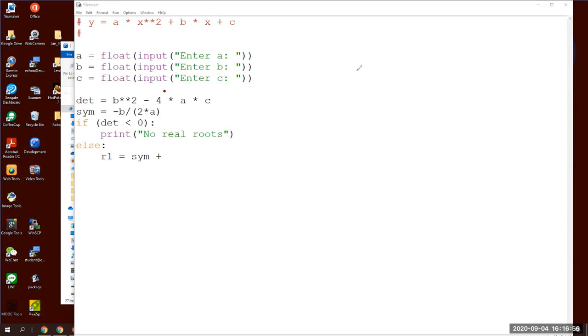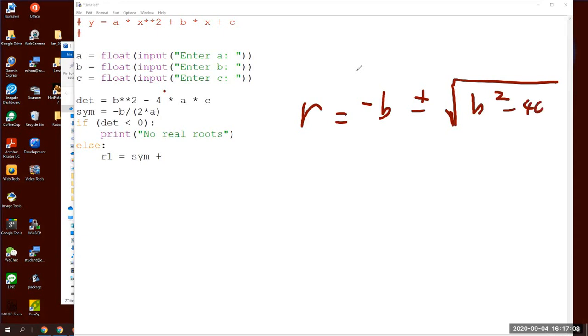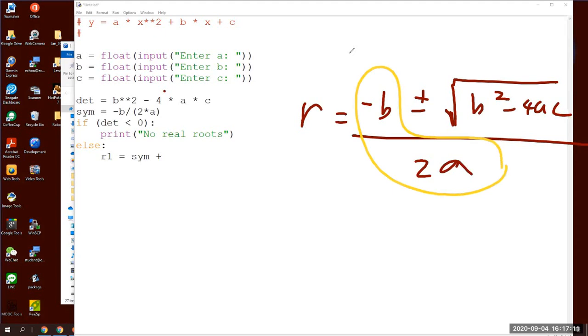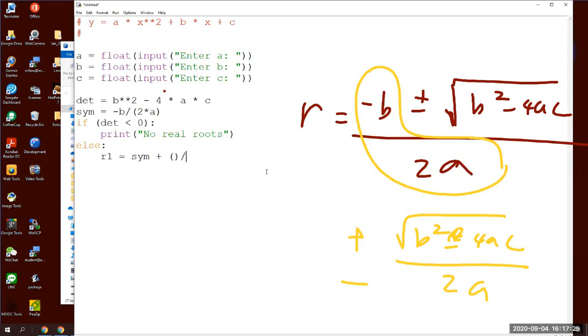So we would have root equals minus B plus minus the square root of B squared minus 4AC, divided by 2A. So this portion is symmetry, right? So root 1 would be the symmetry plus the square root of B squared minus 4AC divided by 2 times A, and root 2 equals symmetry minus this divided by 2 times A. There are 2 roots over there, and whatever is inside the parentheses should be the square root of this guy.